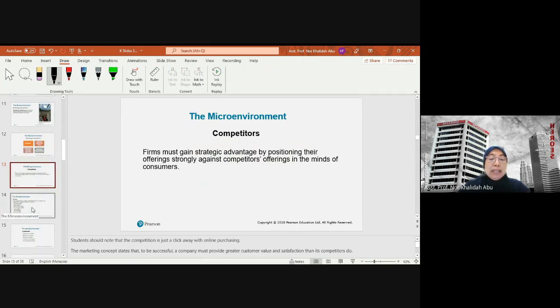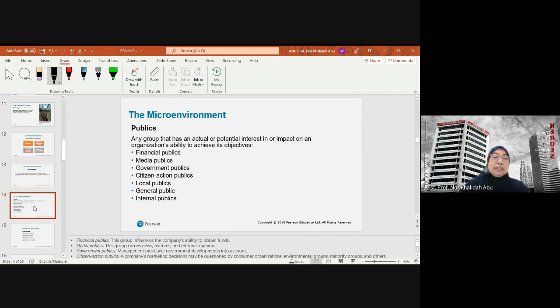Yeah. And then the next one in the microenvironment is the public. Okay, so public could be any group that has an actual or potential interest in or impact on the organization's ability to achieve its objectives. So we have sometimes the financial publics, people who are interested in investments, maybe investors, so they'll be interested in any news or any activities that you do, especially those who are into, let's say, the share market. Okay, they're very interested in the things that you're doing.